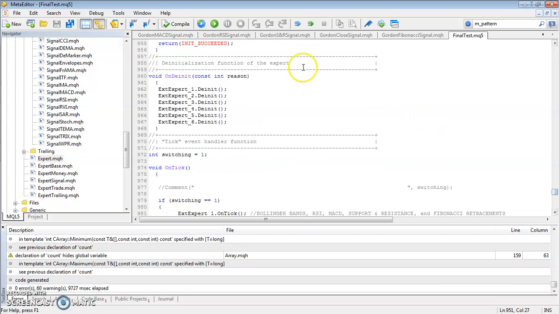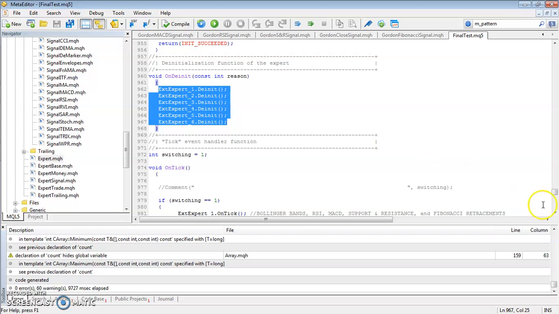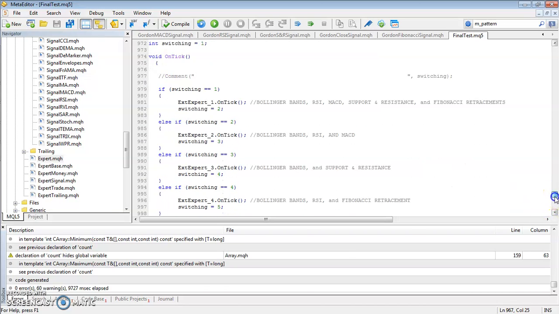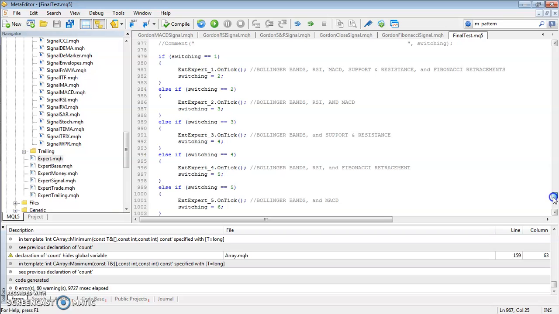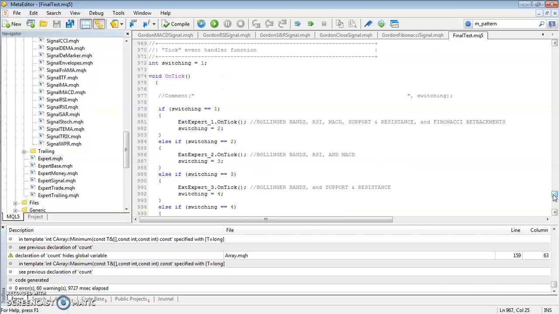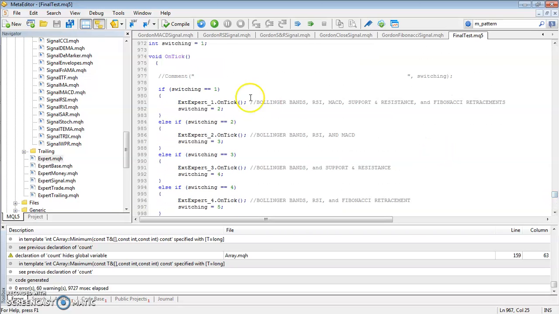So here we have 6, and the main thing here, same on trade and on timer. So the main one is here in on tick. This is exactly where they're going to be called and triggered. So expert 1 is based on Bollinger Bands, RSI, MACD, support and resistance, and Fibonacci retracements, all signaling together at the same time to open a trade.